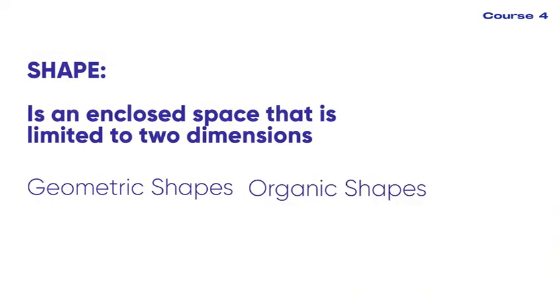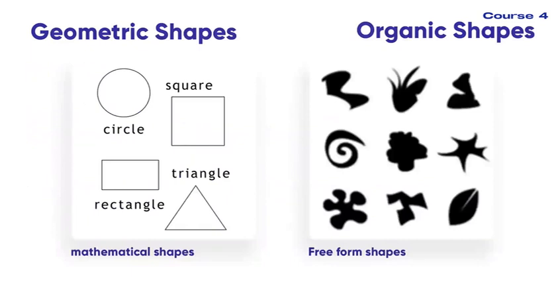Now let's talk about shape. Shape is an enclosed space that is limited to two dimensions. We use shapes a lot in designs, and we have two types of these shapes. We have geometric shapes and we have organic shapes. Geometric shapes are mathematical shapes like circles, squares, triangle, rectangles, parallelogram, and the likes. And organic shapes are simply free form shapes.